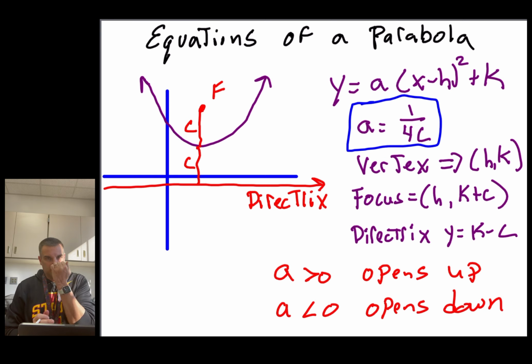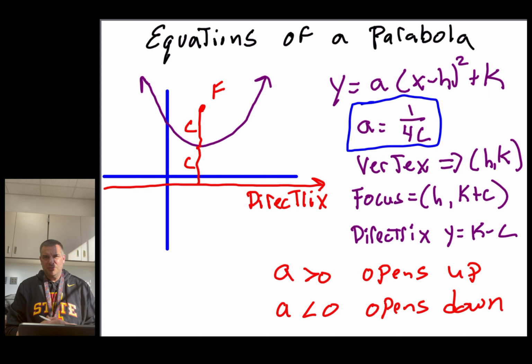How do you go about finding the focus? The focus is always going to be your h value, and then your k value plus c if it's going in this direction, because that's our y value that goes up and down. What's the directrix? The directrix is a line. In this case, it's going to be the line y equals k minus c.